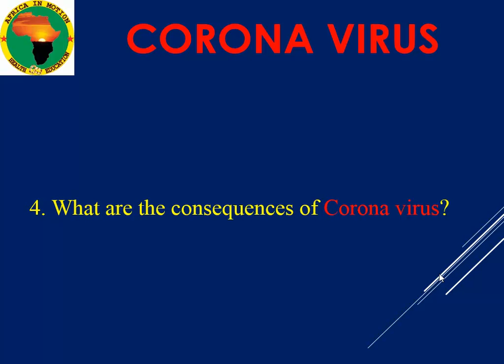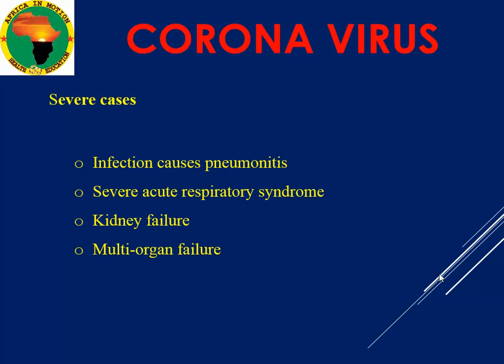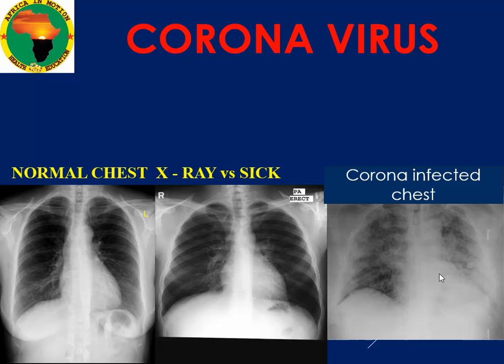The consequences of coronavirus. The severe cases will cause a very severe infection, pneumonitis and a severe acute respiratory syndrome. The respiration will be a very laboring one. Kidney failure, multiple organ failure, these are the severe cases with complications on the physical part. However, we spoke about the lungs, which will be full of what? Inflammation and what? And water.